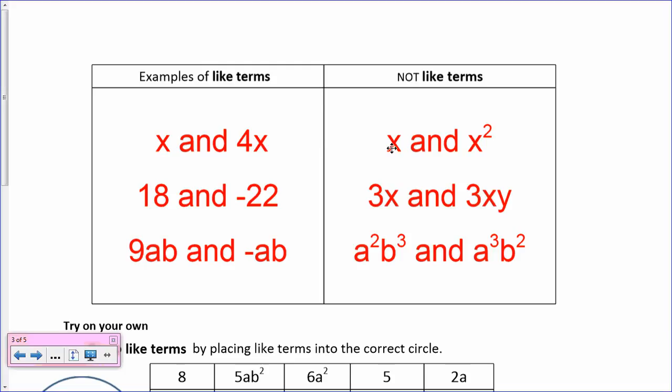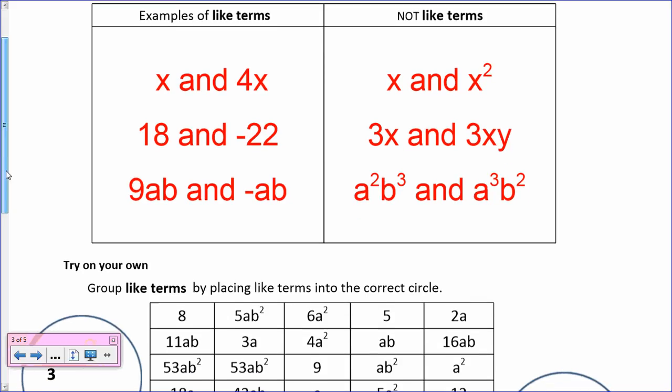Not like terms would be things that maybe share the same variable, but don't have the same exponent. So this one doesn't have an exponent, this one has an exponent of 2, okay? Here, maybe they have the same variable and the same coefficient, but not everything matches, okay? Just because they have the same coefficient does not mean they are like terms. Again, same variables, but different exponents, so they're not the same, okay?